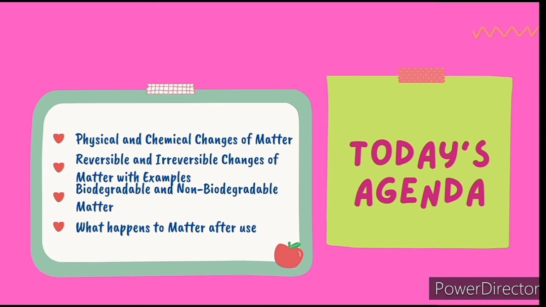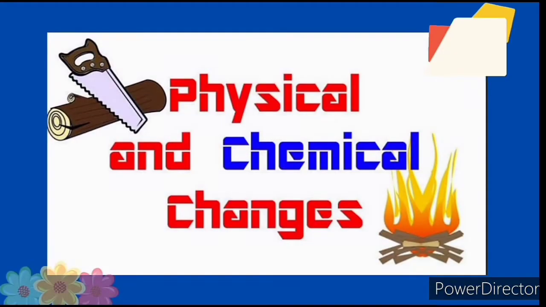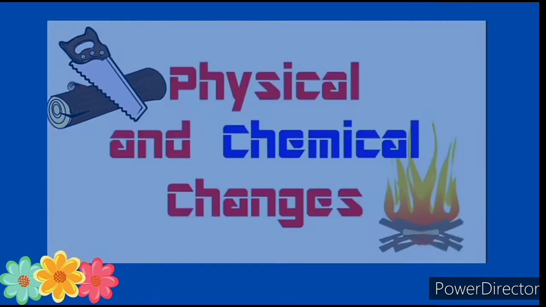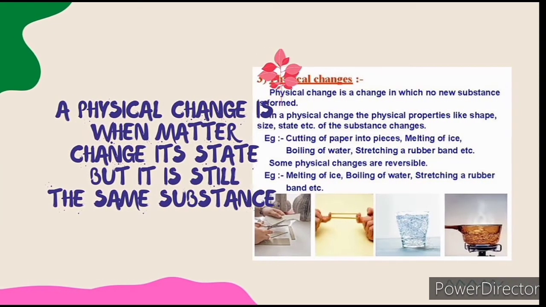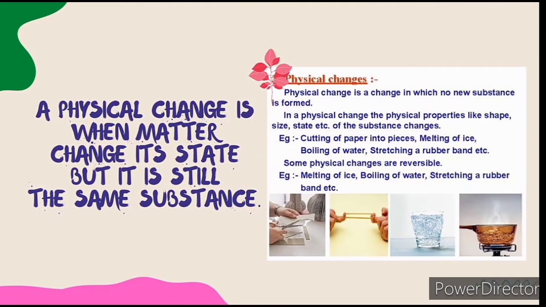The first topic we'll be looking at today is physical and chemical changes of matter. We want to know how matter can change physically and chemically. Matter can change in two ways. How many ways? Two ways. It can change physically and chemically. So we'll be looking at the physical changes of matter. What is a physical change of matter?